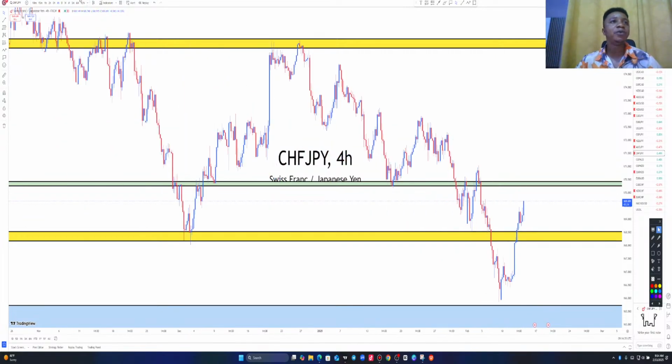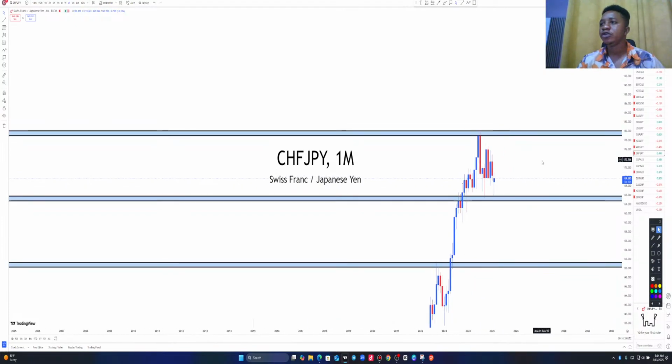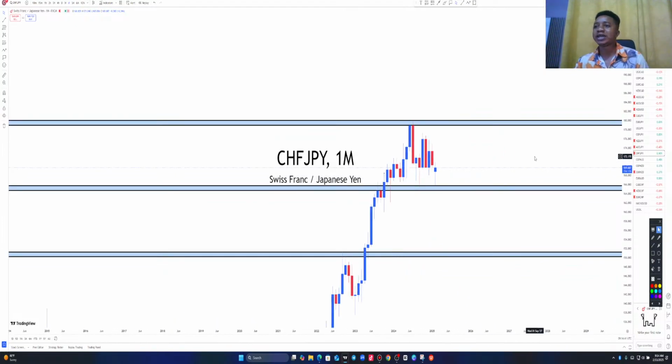All right, so CHF JPY. Let's also start the analysis on the monthly time frame. Okay, so this is the monthly time frame of CHF JPY. Now, I think this one is very, very clear in terms of where price wants to go on the monthly time frame.